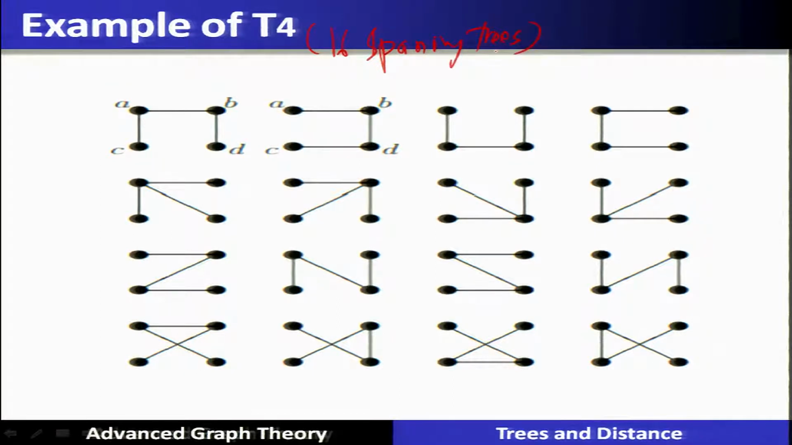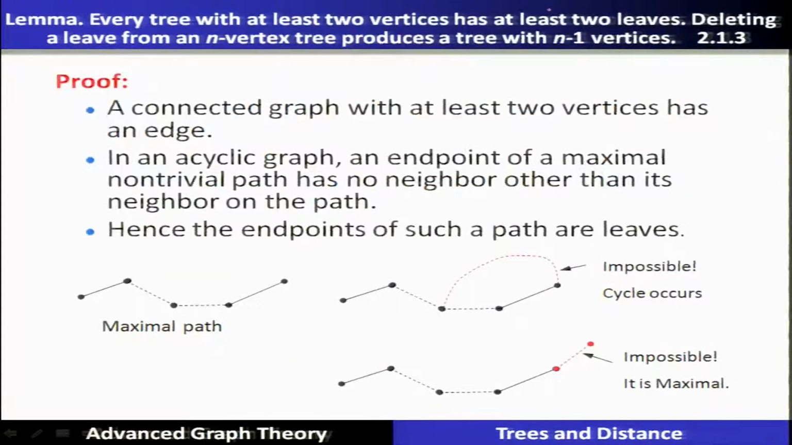Which are stated here. Then there is a lemma which states that every tree with at least 2 vertices has at least 2 leaves. Then another portion says that deleting a leaf from an n-vertex tree produces a tree with n minus 1 vertices. Let us see the proof of it.